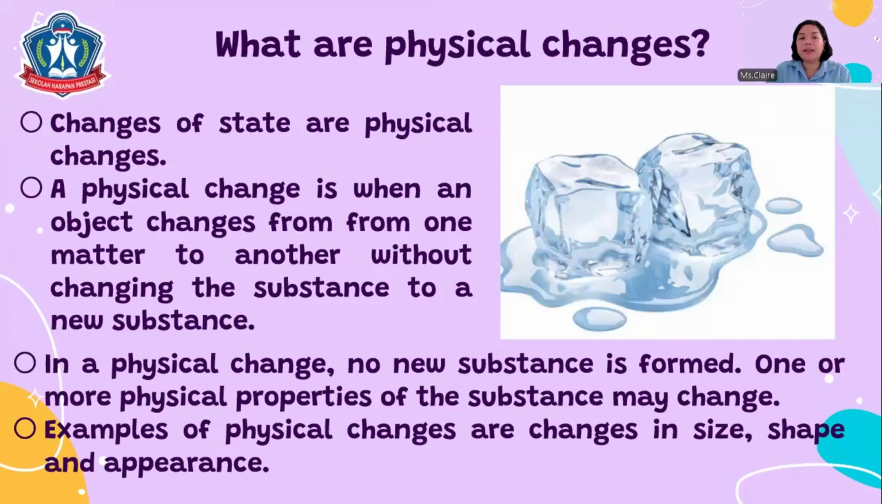Now, what are physical changes? Changes of state are physical changes. A physical change is when an object changes from one state of matter to another without changing the substance into a new substance. When we put water inside the fridge, it becomes solid or ice. But the substance there is still water, right? So there is no change in substance. That is a physical change. In a physical change, no new substance is formed. One or more physical properties of the substance may change. Examples of physical changes are changes in size, shape, and appearance.